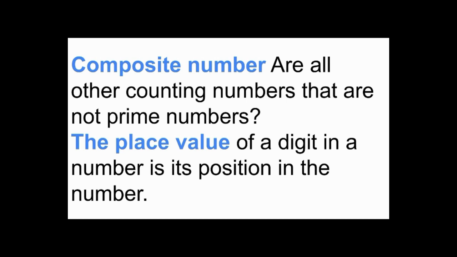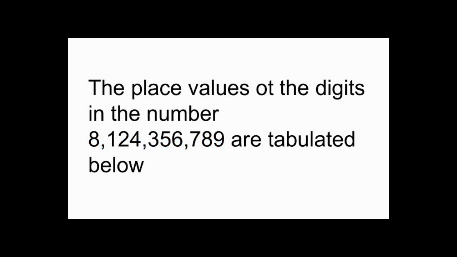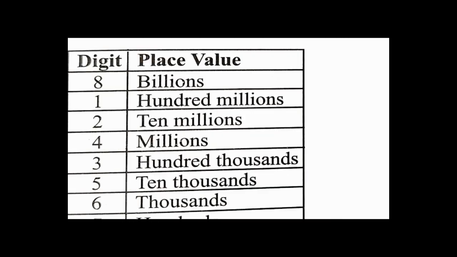Now we also talk about the place value of a digit in a number, and it refers to its position in that number, like we are going to see in the table following this. The place values of the digits in the number given are tabulated in the table below. Now we have a table here of all the digits in the number given above and their place value.